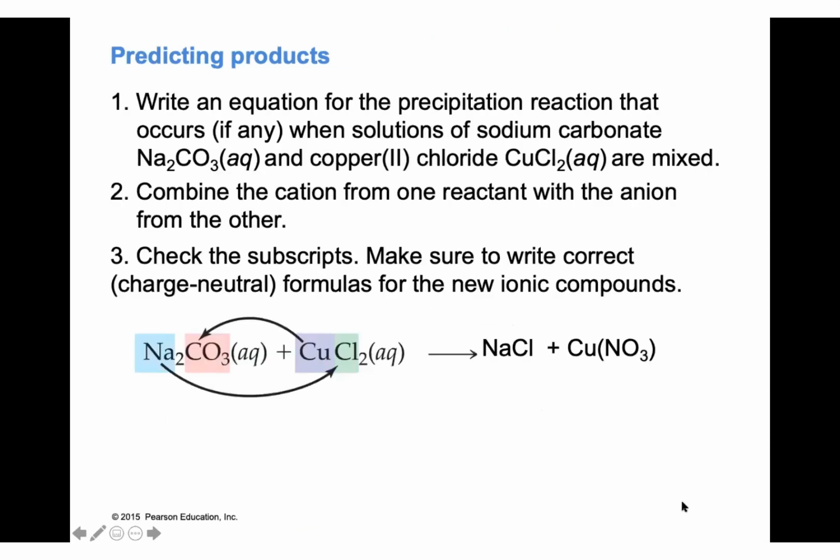Let's predict the product for this equation. So I have these two compounds on the left side. Then I will switch the cations here. So I will have NaCl, so Cl comes next to Na, and CO3 comes next to copper. So that would be the product. Then we should check for subscript. We should never move the subscript. Why, guys?